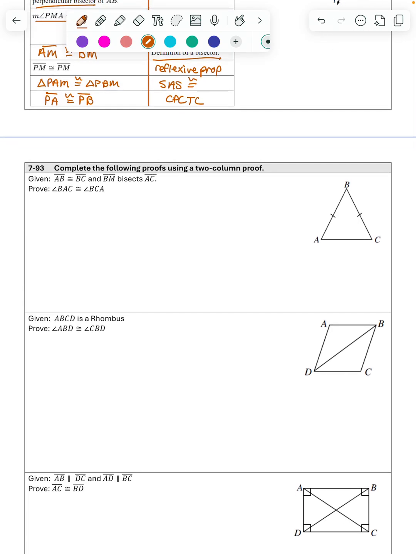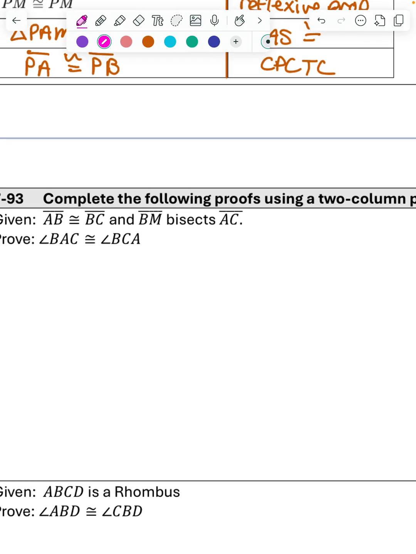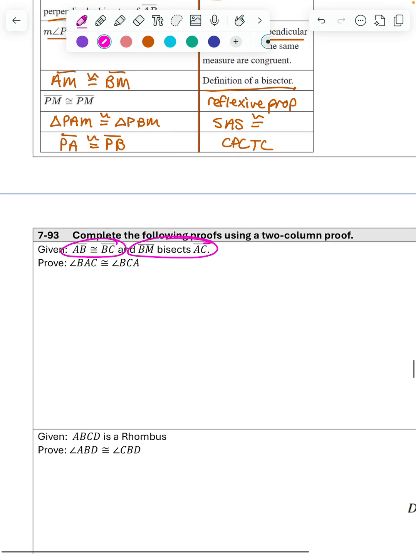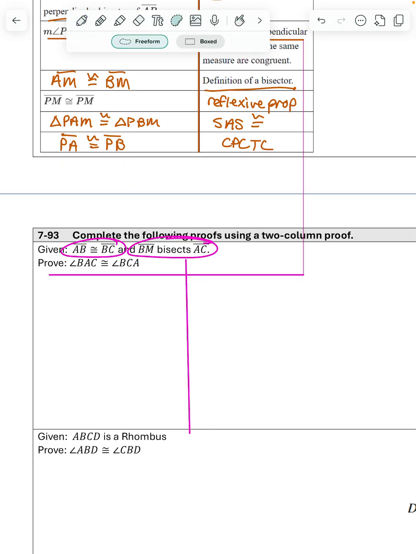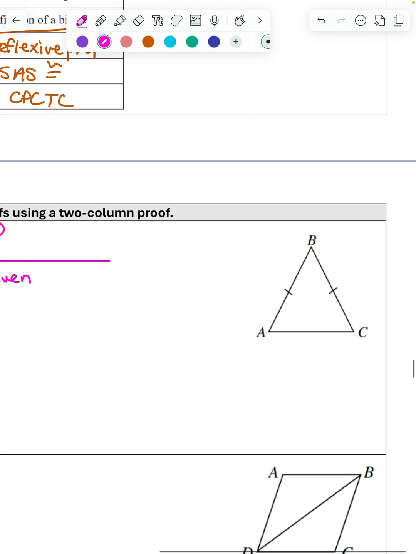Okay, so this is a problem that we've done before in the past. We are given two pieces of information. So when we look to make our T-chart, that is the first thing that we want to fill in. We always want to start with the givens. So AB is congruent to BC. That was given to us. And that's already marked on our picture.